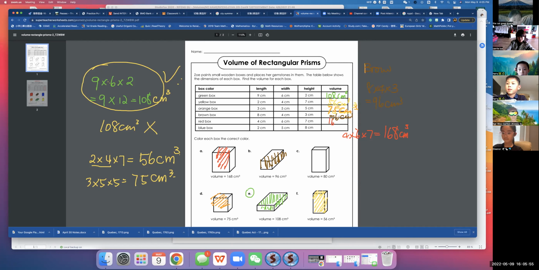Okay everybody, what is the last one? Blue box. Who wants to do the blue box? Amelia, do you want to do the blue box? No. Okay, Harry, you can do it. 2 times 5 times 8 equals 10 times 8, which equals 80 centimeters cubed. Okay, so which is the last box there is? Okay, very good.